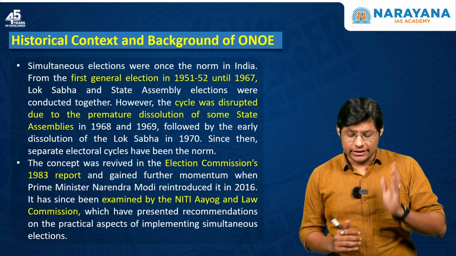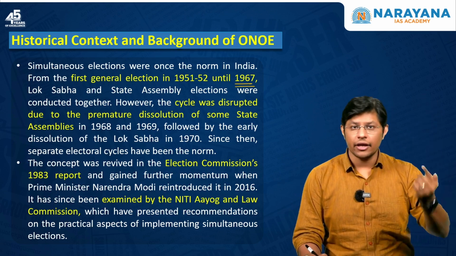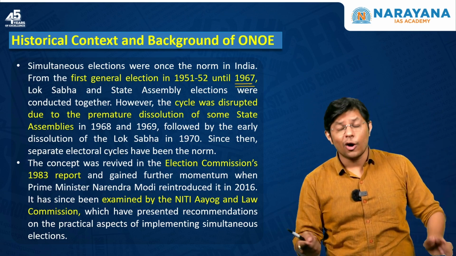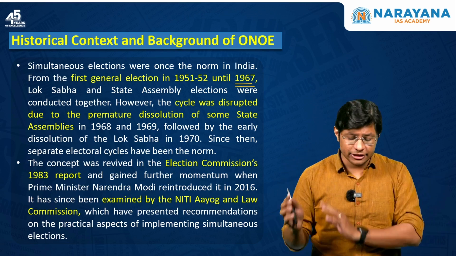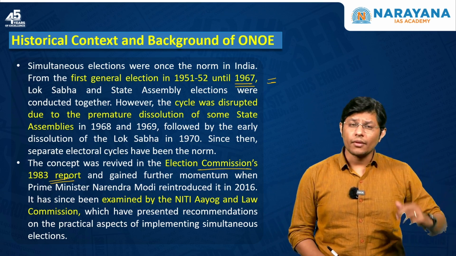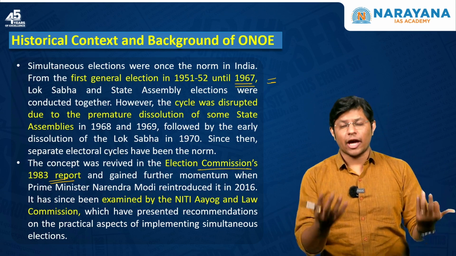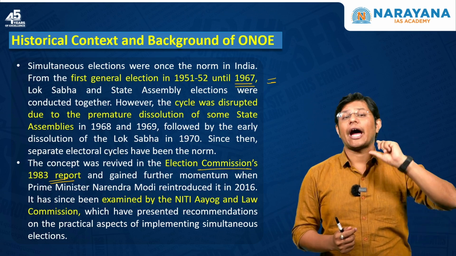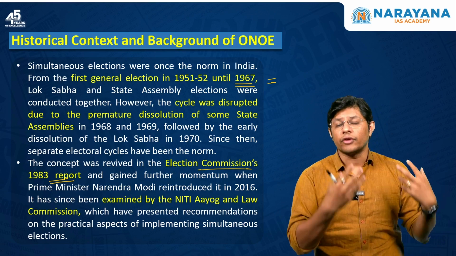Now talking about the historical context. Until 1967, we had simultaneous elections, which means elections to the Lok Sabha and the State Assembly were held in the same year. But after 1966, because of the premature dissolution of either the State Assembly or the Lok Sabha, simultaneous election was not possible post 1967. So there was a break in simultaneous election because of the premature dissolution. However, the Election Commission's 1983 report studied the feasibility of simultaneous election, and post 1983, time and again, expert bodies have been studying its feasibility. But in recent years, this idea of one nation, one election has gained momentum, right? It seems that the government might roll out one nation, one election soon.